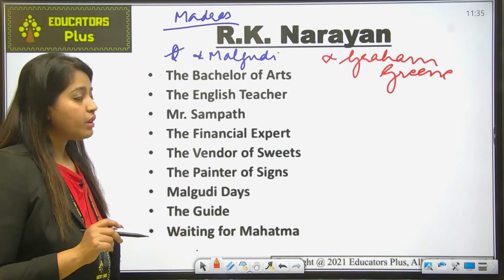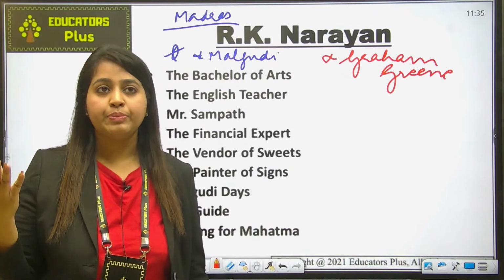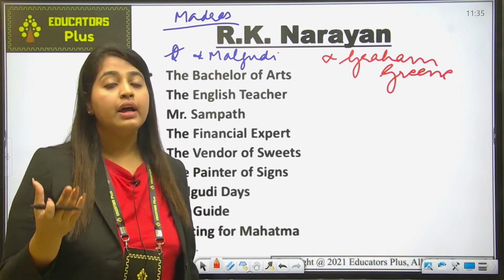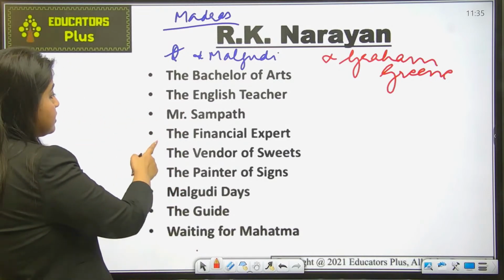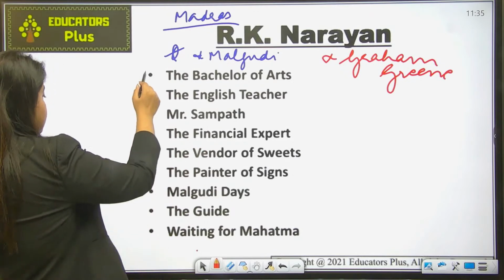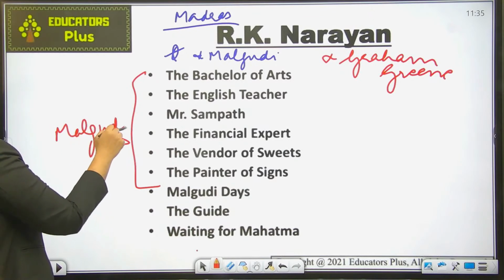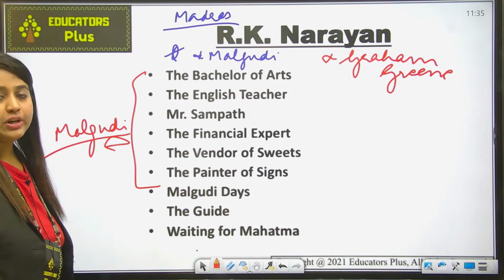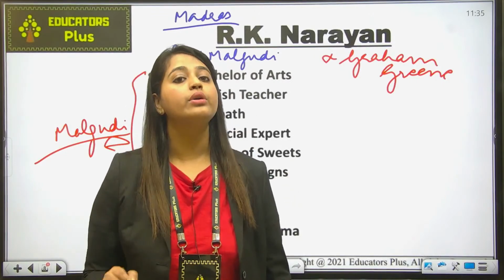Now, in the first four novels, like Swami and Friends, The English Teacher, The Bachelor of Arts, Mr. Sampath, The Financial Expert, The Vendor of Sweets, The Painter of Signs, and Malgudi Days, in all of them Malgudi is an imaginary location. So all these stories have been set in an imaginary town, Malgudi.